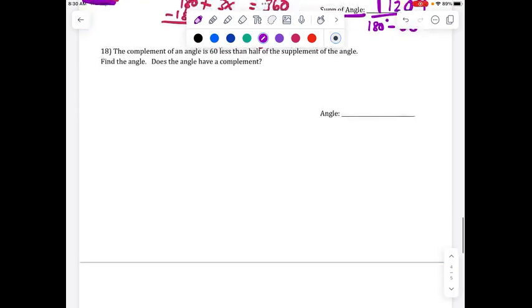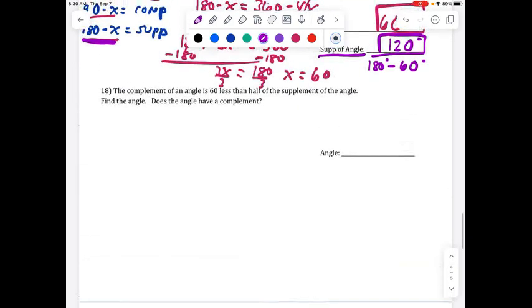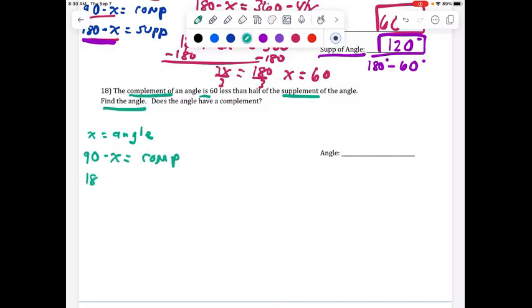Last but not least, number 18. I believe that's the last one. Yes. The complement of an angle is 60 less than half the supplement of the angle. My goal is to find what the angle is. So let me label again. x is going to be just my angle. 90 minus x is going to be the complement of my angle. 180 minus x is going to be the supplement of my angle.